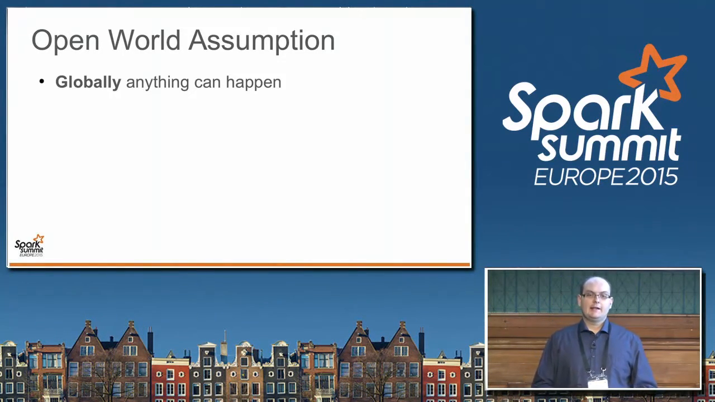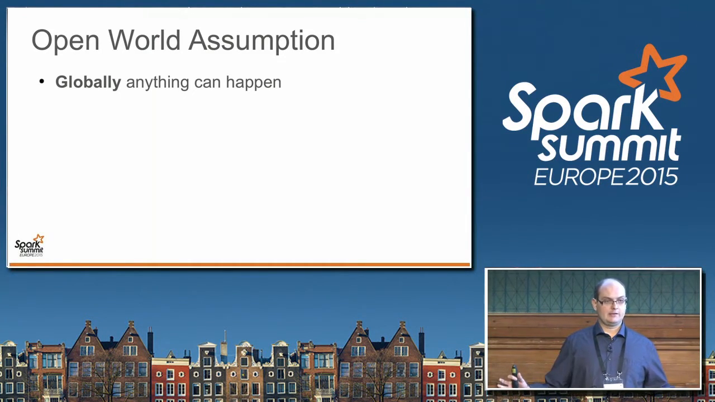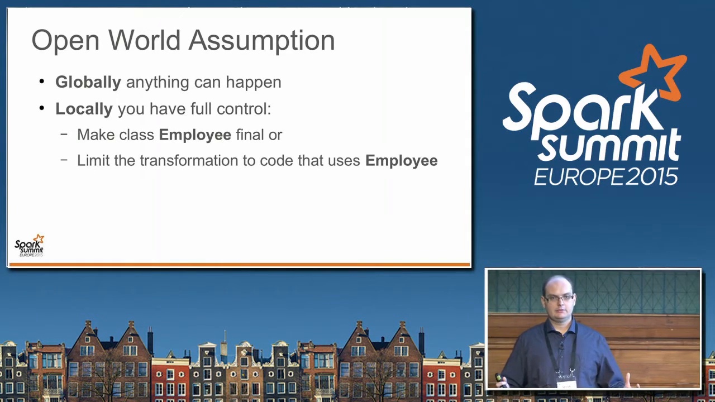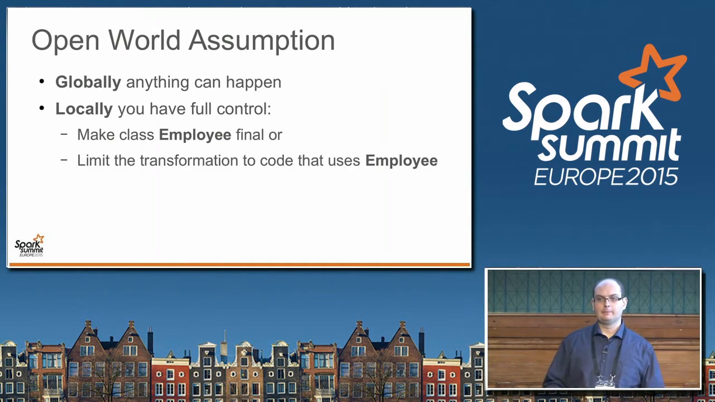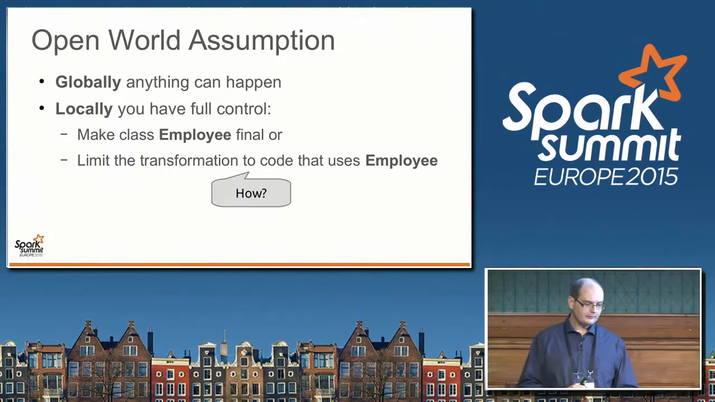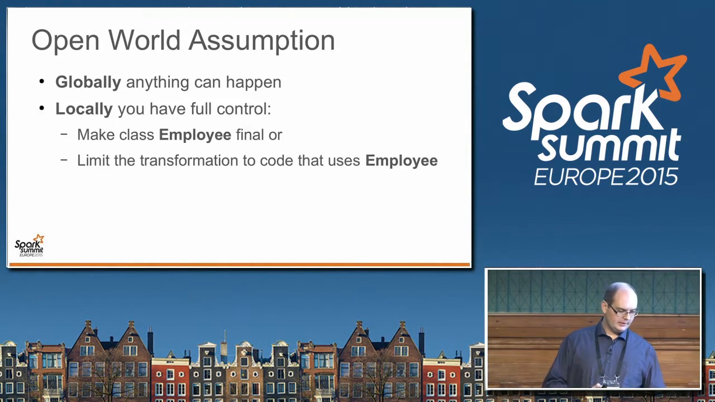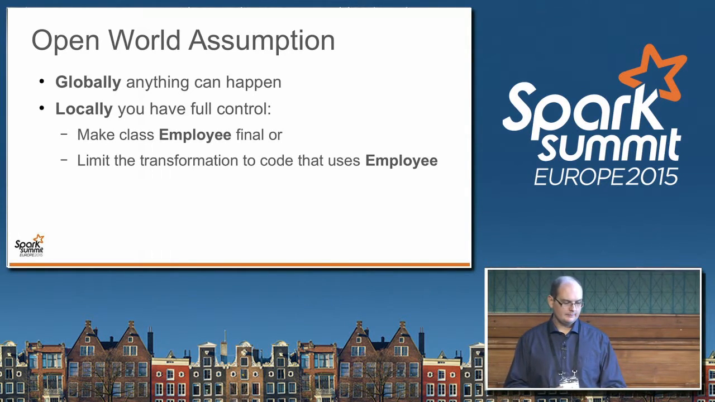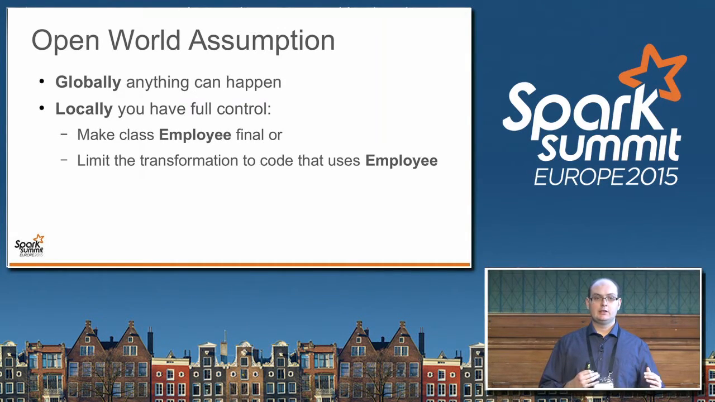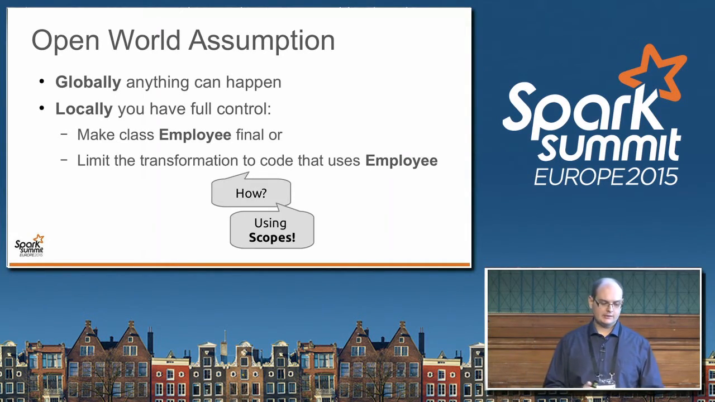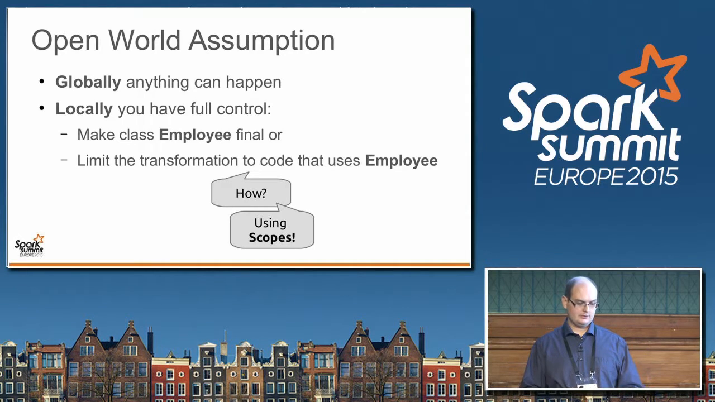So if we look at this scenario, we can say that globally anything is possible. I'm going to say that locally, we usually have good control over our data structures. So things don't just pop up. A new subclass doesn't just pop up. So the options would be to make employee final, one option, and the other one would be to only use the transformation when we know for sure that in that piece of code, we're not going to use anything but employee. And how can we achieve this? Of course, by using scopes, delimiting parts of the code that can use the transformation.